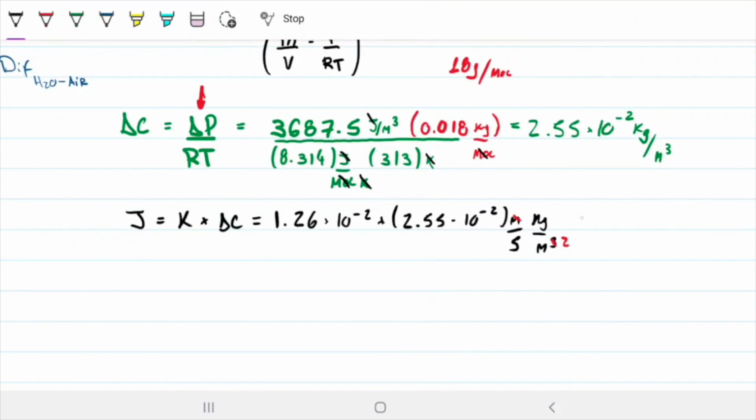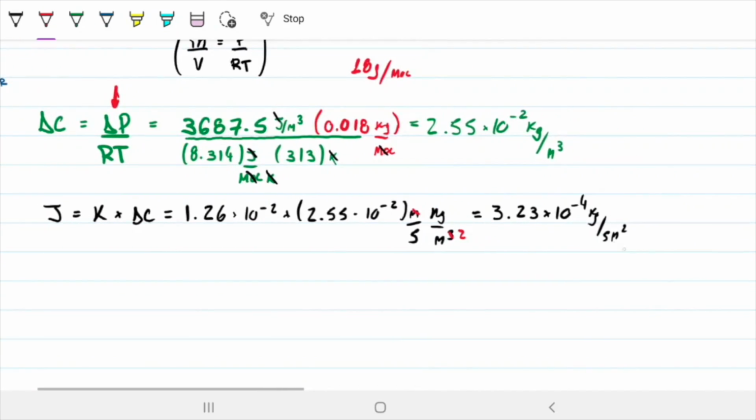So this is going to turn out to be, answer-wise, 3.23 times 10 to the minus 4 kilograms per second per meter square. And that will be our answer for the second part here.